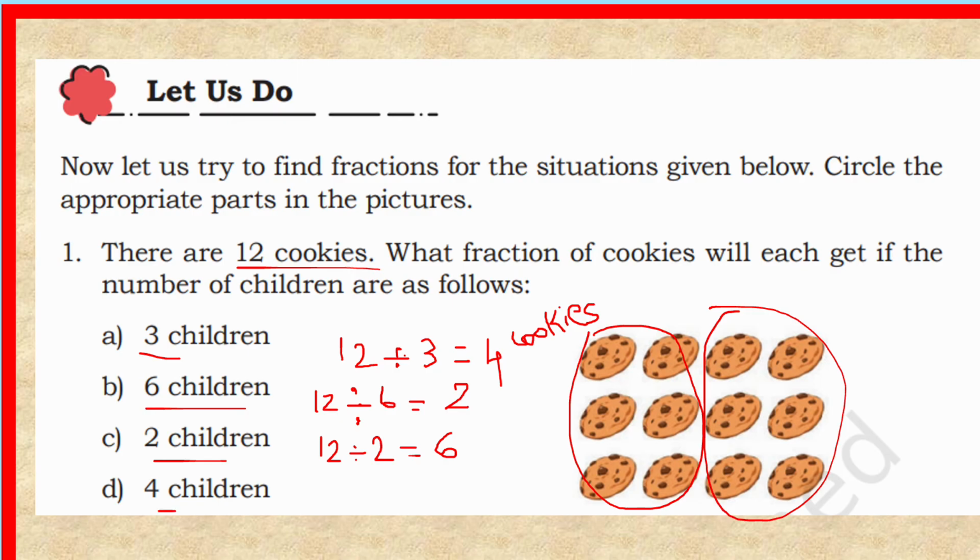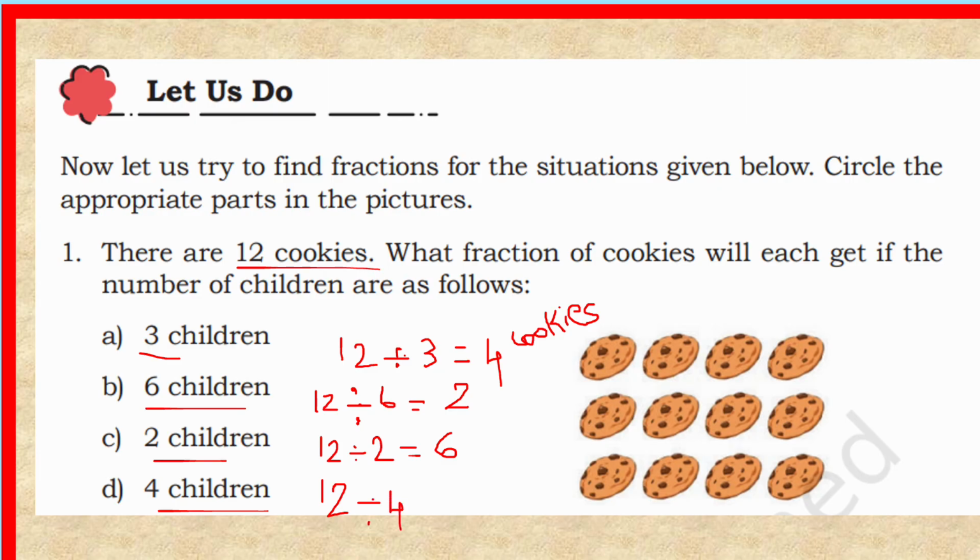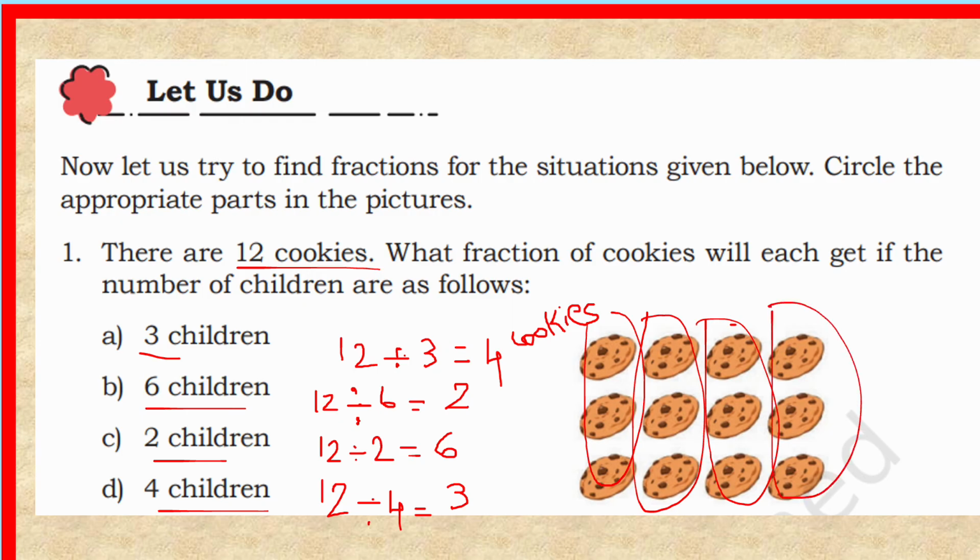Next, 4 children. So, we have 12 cookies. 12 cookies must be shared among how many children? 4 children. So, what is 12 divided by 4? 12 divided by 4 is 3. So, each child will get 3 cookies. First child, second child, third child, fourth child.